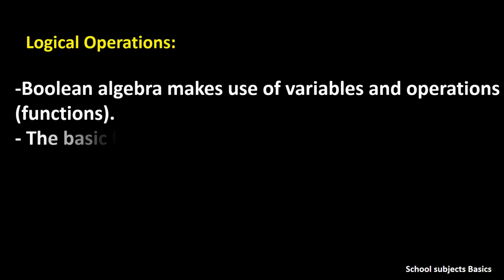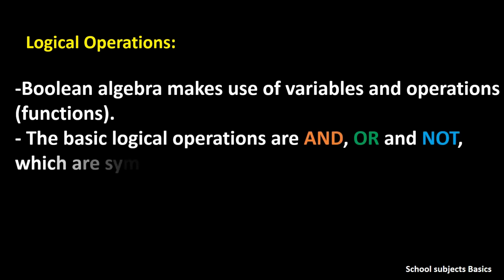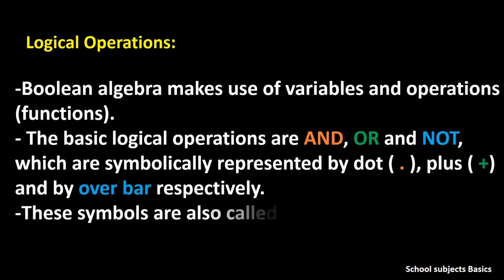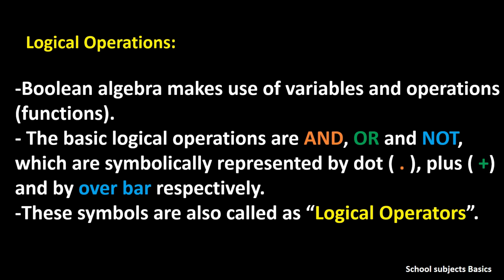Boolean algebra makes use of variables and operations, that is, functions. The basic logical operations are AND, OR, and NOT. AND is represented by the symbol dot, OR is represented by the symbol plus, and NOT by an overbar. These symbols are known as logical operators. In the last video, we studied the logical operator AND, and now we are going to study the logical operator OR. Once again, Boolean algebra makes use of the logical operations AND, OR, and NOT.